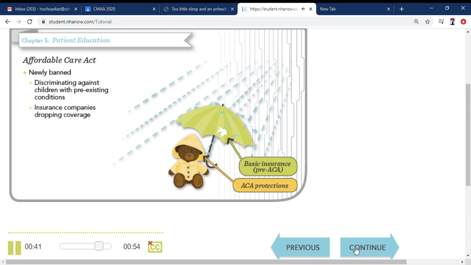Ban on insurance companies dropping coverage. Previously, insurance companies could drop consumers, even if they were very sick, due to a mistake on their application. This is no longer permitted.